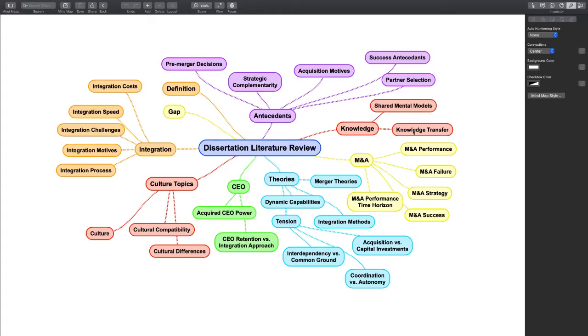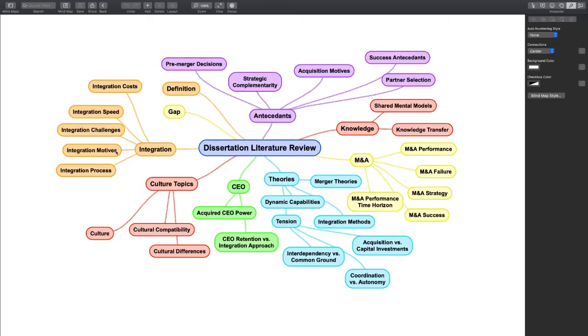I had knowledge transfer, mental models. Those were all under a broader category of knowledge. I had partner selection, success antecedents, acquisition motives, strategic complementarity, pre-merger decisions. I realized those are all part of antecedents. And I had some definitions that I got rid of here. I didn't put them in. There are topics around integration. My paper was on mergers and acquisitions and integration. It's integration process, motives. All of these pieces here came from the categories that I put in the literature matrix.